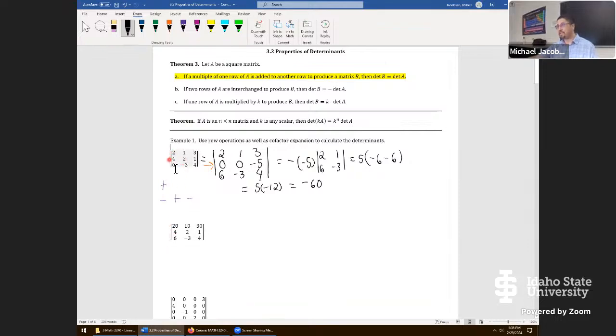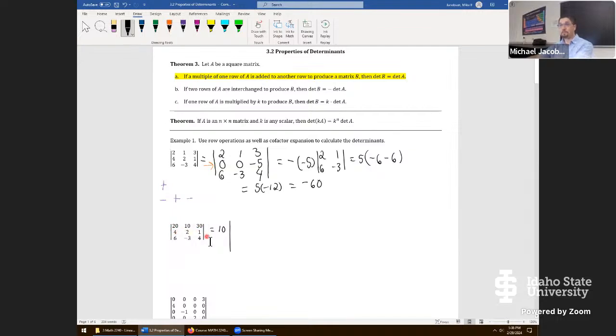Notice it almost looks like this matrix right here. It just has something that's been multiplied in row 1. What this theorem is saying is you can in fact just factor out a value. So over here, let's factor out a 10. We're only factoring out from one single row, so row 1.